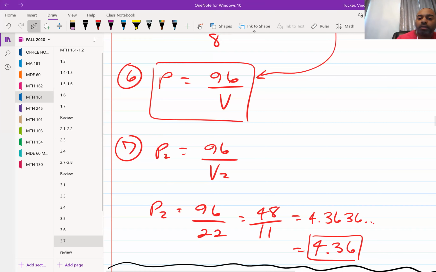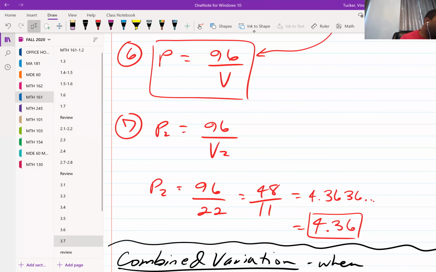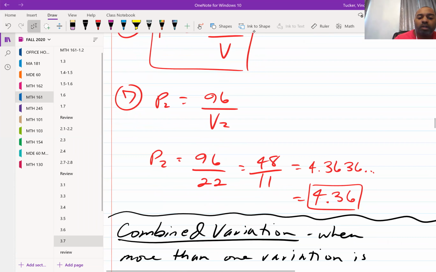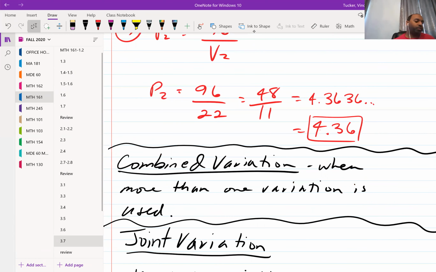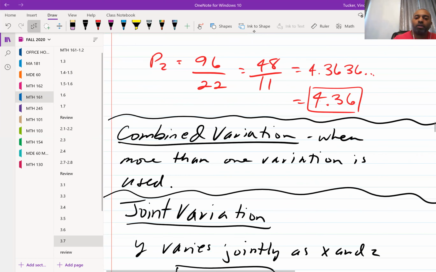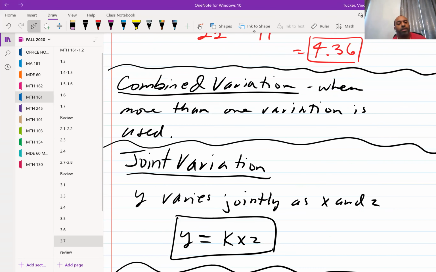All right, very good. Before we scroll up, combined variation is when more than one variation is used. And joint variation says y varies jointly as x and z. So notice it just means multiply x and z to the k.